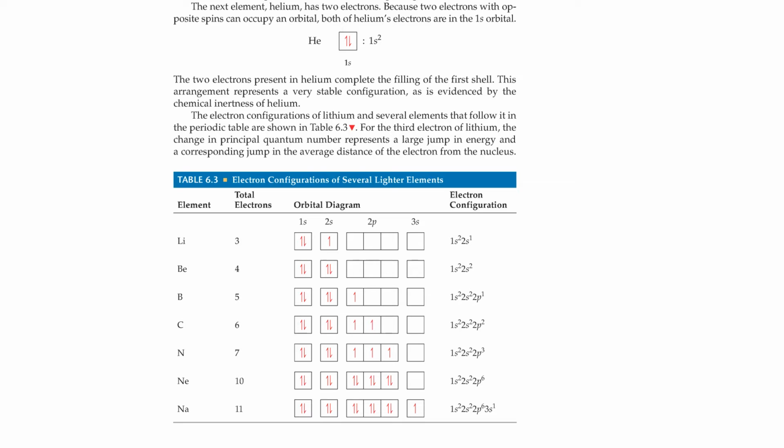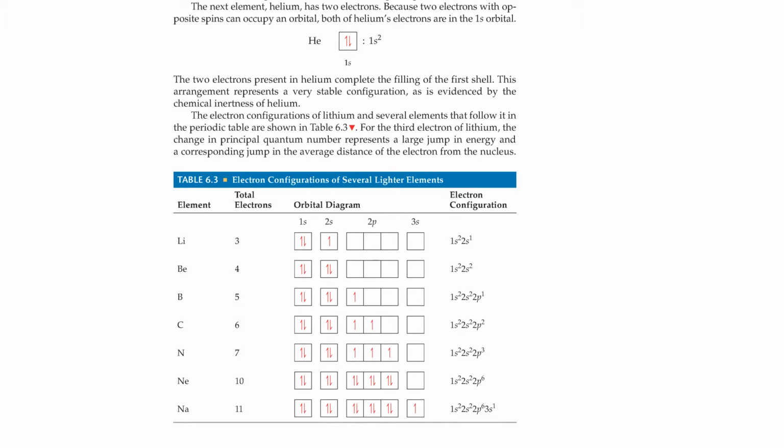The next element, helium, has 2 electrons. Because 2 electrons with opposite spins can occupy an orbital, both of helium's electrons are in the 1s orbital. The 2 electrons present in helium complete the filling of the first shell. This arrangement represents a very stable configuration, as is evidenced by the chemical inertness of helium. The electron configurations of lithium and several elements that follow in the periodic table are shown in Table 6.3.